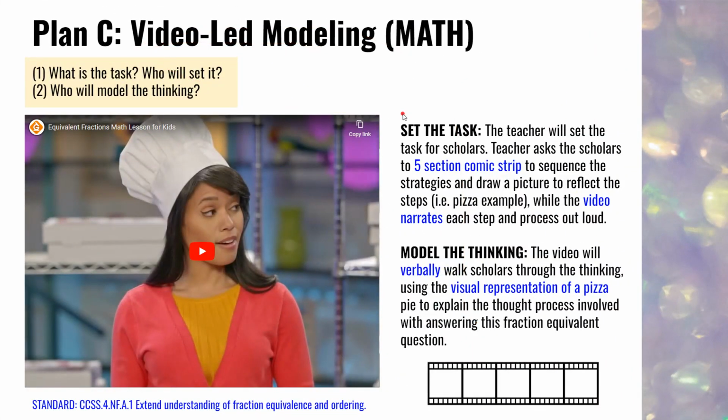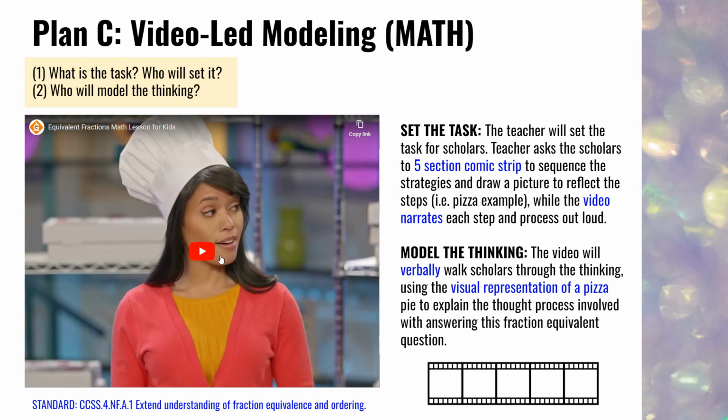So anytime we have a lesson, our curriculum companies are amazing, right? And a lot of times they know that this is a big issue with really working memory and memory recall. And so again, here we have an example of video-led modeling, right? So what is the task? Who will set it, and all of these different things.